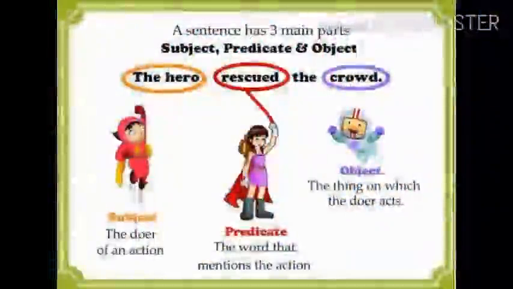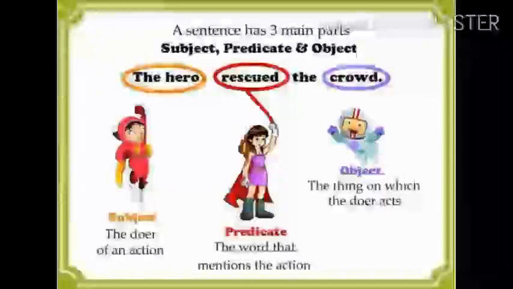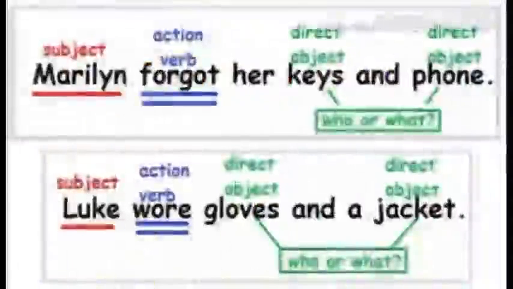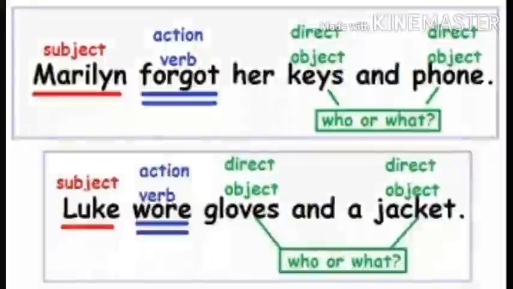Next sentence is, the hero rescued the crowd. Here in this sentence, we are talking about the hero. So that is the subject. And the action performed by the subject, that is the hero, is rescued. So that is the verb. Now whom did the hero rescue? That is the crowd. So the crowd is the receiver of the action. That is the object. An object tells what or who is affected because of the action done in the sentence. Remember, object may contain one word or phrase. That means more than one word.